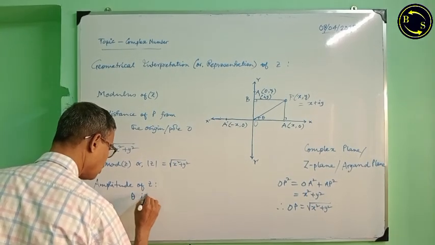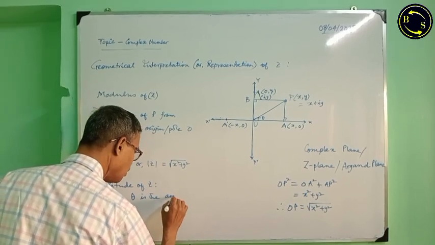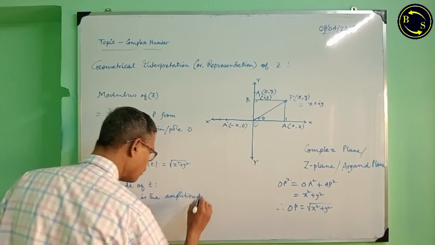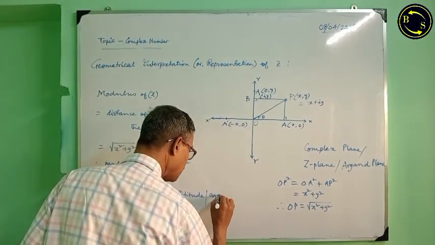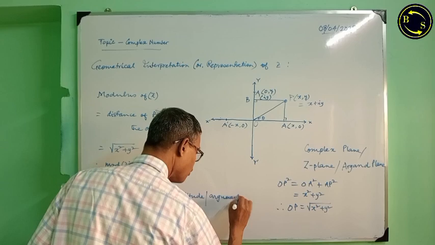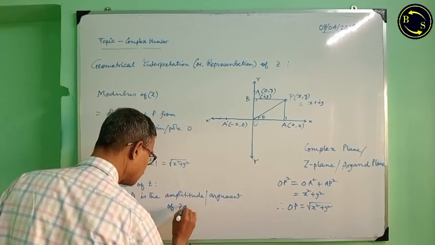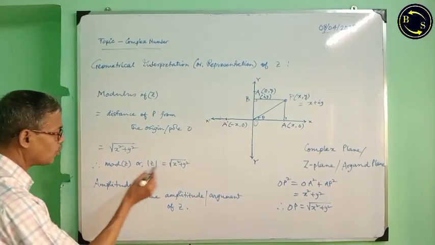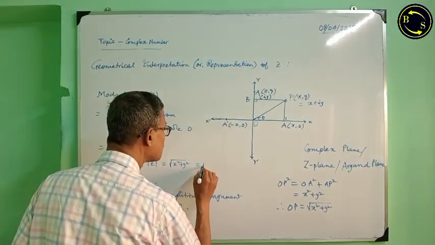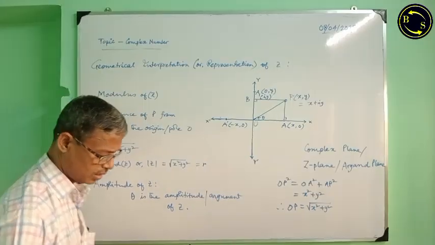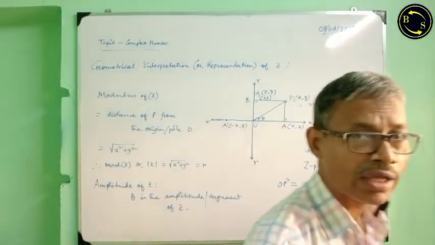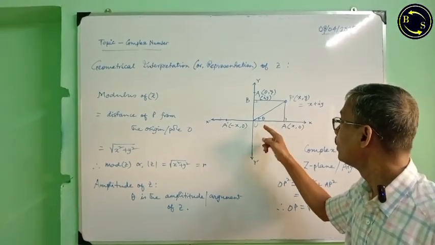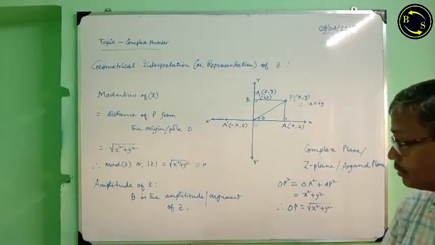Theta is the amplitude, also called argument of z. Another thing, modulus is also represented by the symbol small r. Later on, we will learn that r indicates radius vector. Here, radius vector is OP, that is why r.